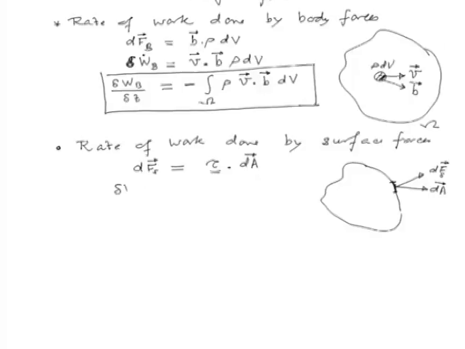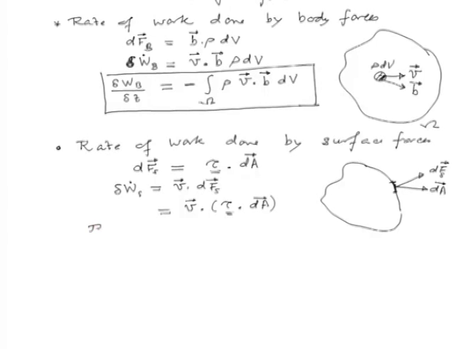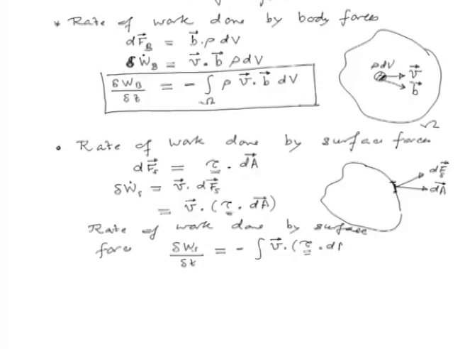Now the rate of work done due to surface forces would be V dot dFs, which is equal to V dot tau dot dA. So now we can easily find the total work done by the surface forces. This rate of work done by surface forces, let us call it delta Ws by delta t, is minus the integral of V dot tau dot dA. Please remember, we have been putting this negative sign to take care of the sign convention used in thermodynamics.